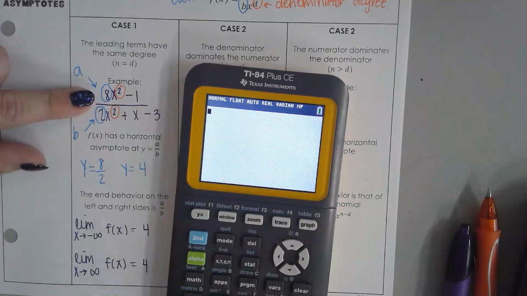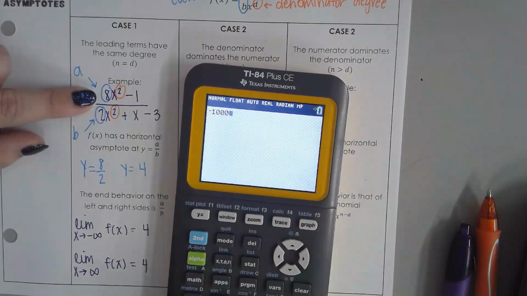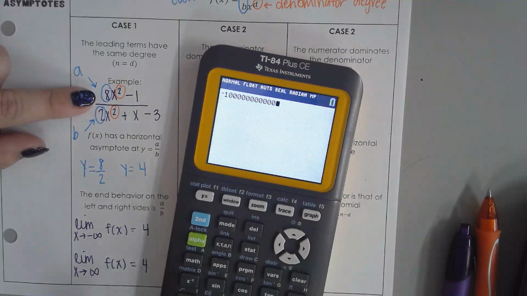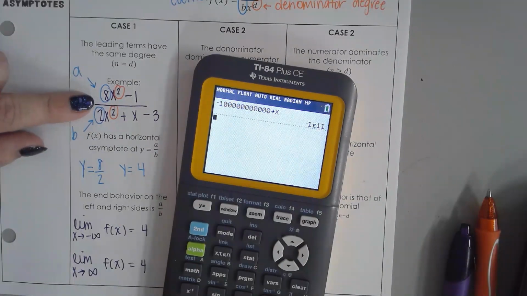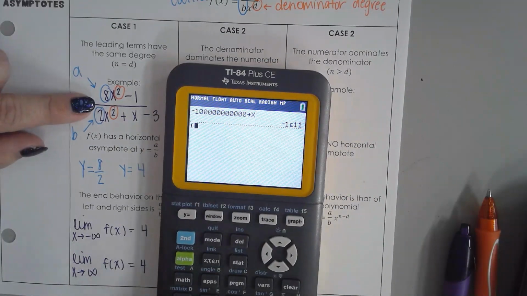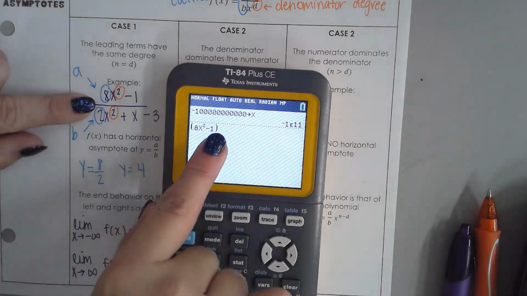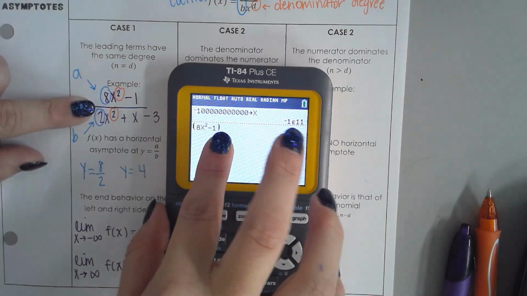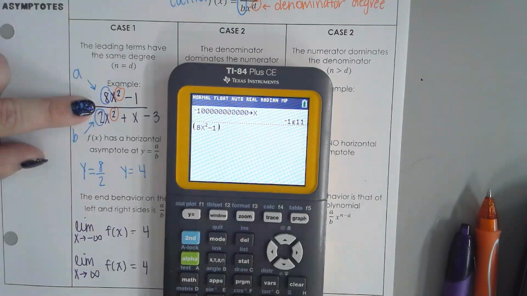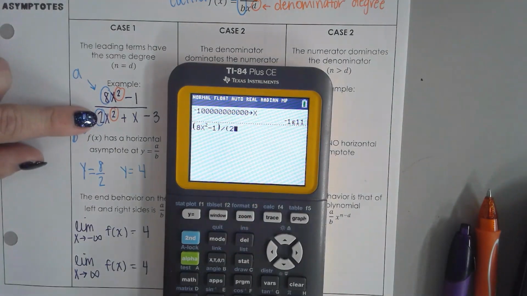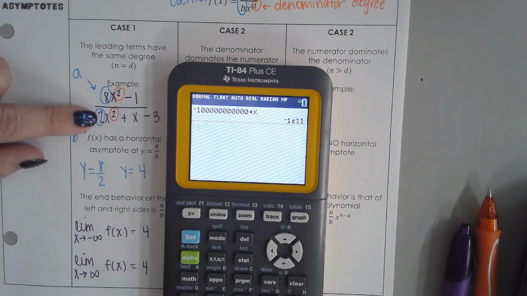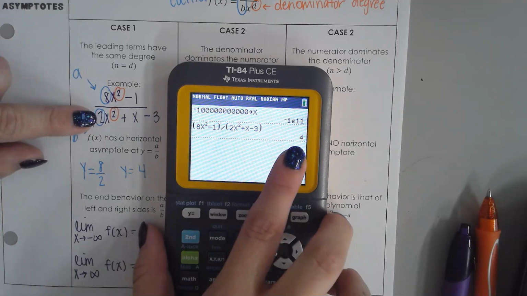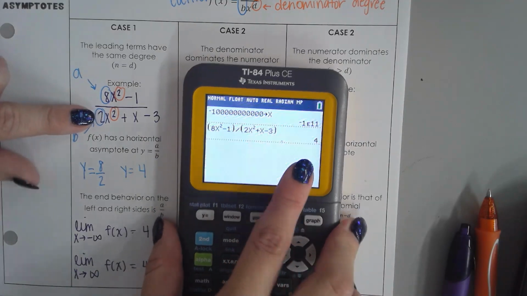So let's see. If I do negative that, store x, and then I type in 8x squared minus 1, I'm typing it in like this instead of a fraction because I want my answer to be a decimal, divided by 2x squared plus x minus 3. So it actually does give me 4 because it's so close to 4.